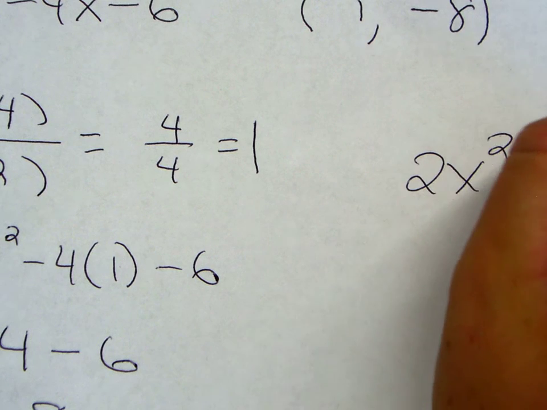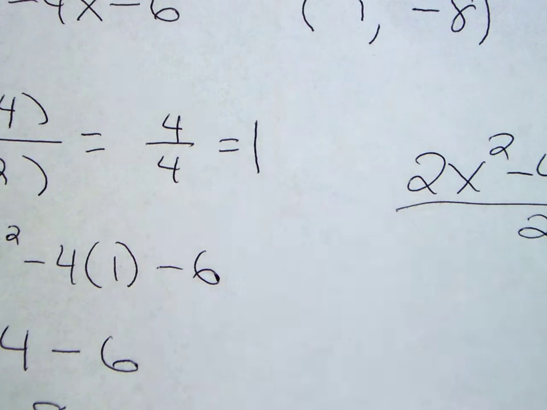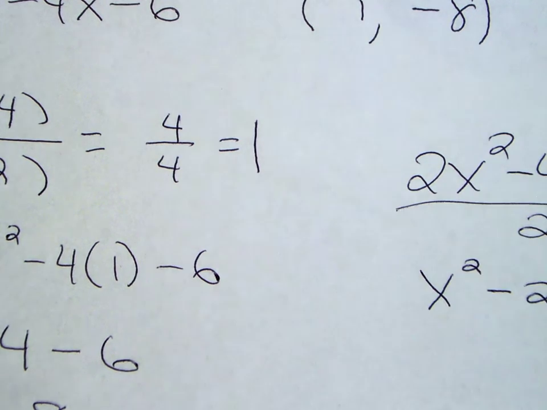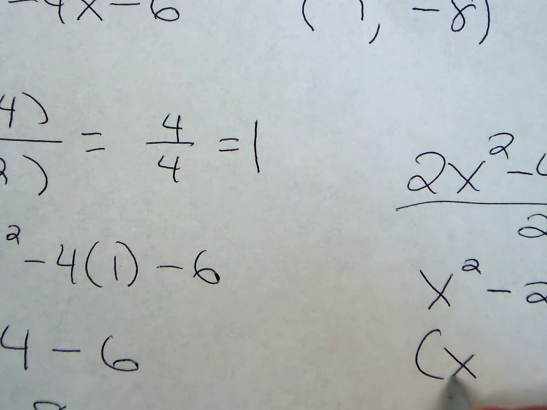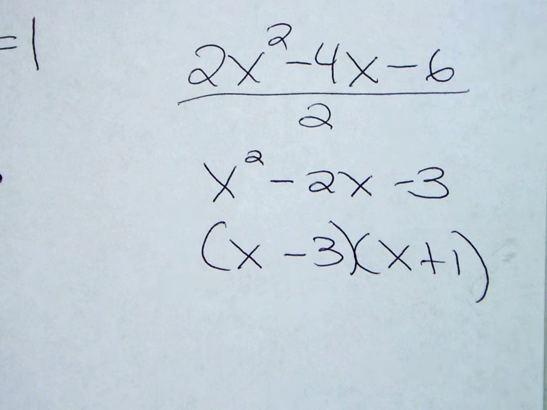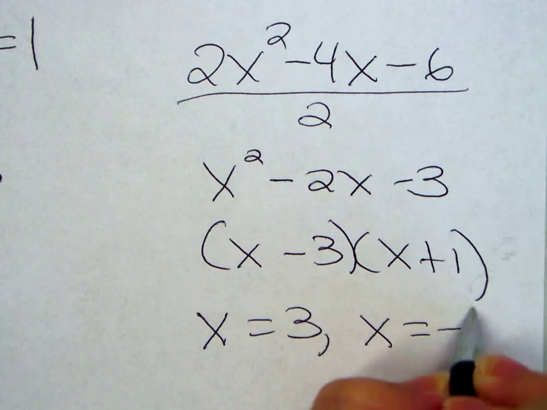2x squared minus 4x minus 6. Now this has a GCF of 2. Let's divide by 2. x squared minus 2x minus 3. Is that factorable? I did something wrong. I have to have done something wrong. Well, maybe it is right. This factors to x minus 3 and x plus 1. Oops. All right. Switch the sign to get the roots. x equals 3, x equals -1.